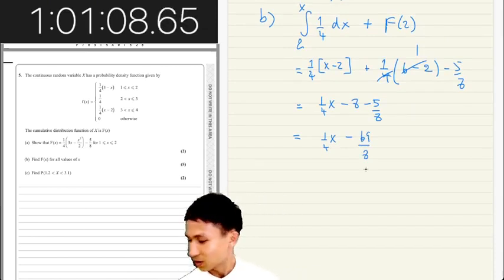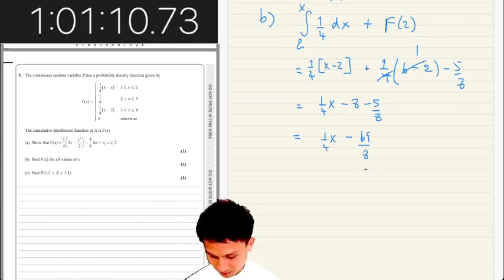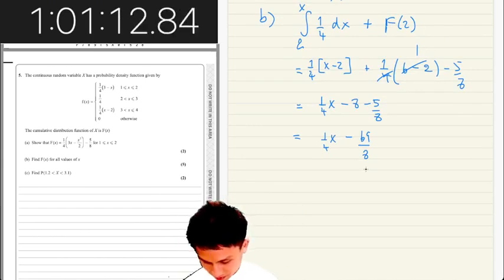Let me check something real quick, guys, because I think I have a problem. Just 1 minute, yeah? I'm not looking at the mark scheme, of course.